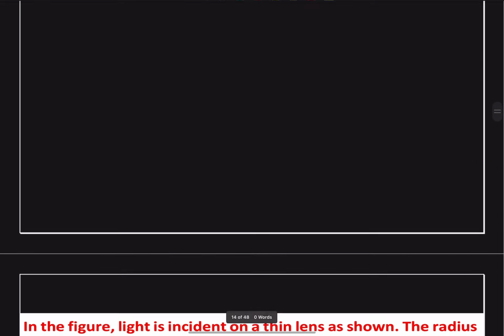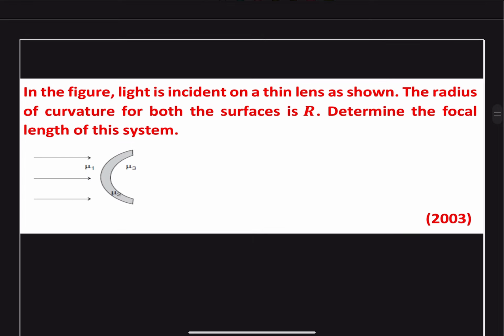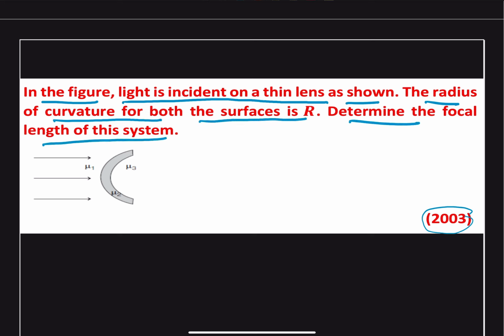Come to the next question. So here we are given that it was asked in the year 2003, and it states that in the figure the light is incident on the thin lens as shown. The radius of curvature of both the surfaces are given, determine the focal length of the system. So here we are given three different mediums.